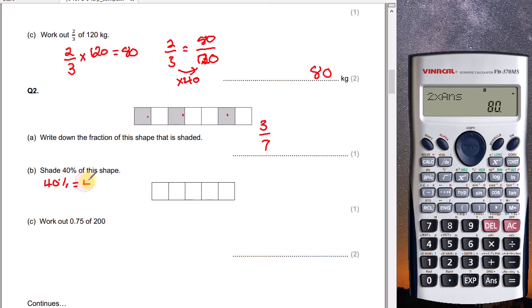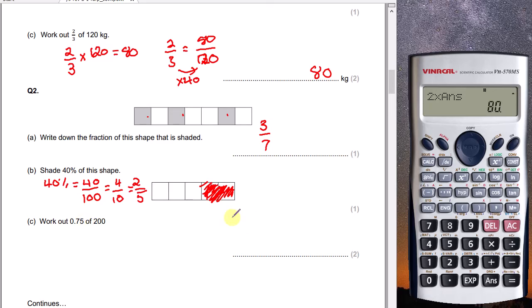40% is 40 over 100, which is 4 out of 10. But I haven't got 10 blocks here. I've only got 5, so can I change that denominator into 5? Well, yeah, it's halving the 10, so I halve the top, which is 2. So I only need 2 shaded blocks. I probably would get away with this bit. It wouldn't be that nasty to me.